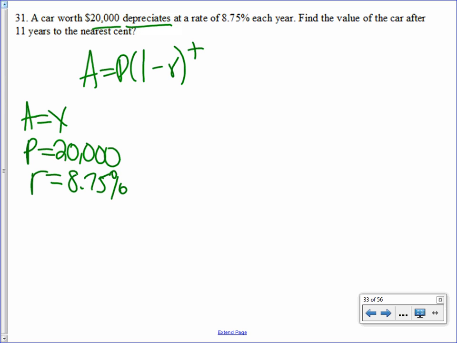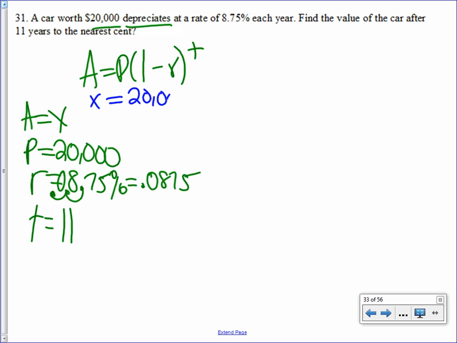Now you have to convert that to a decimal. To do that, you move the decimal 2 spaces, or you just divide it by 100. Either way, you get 0.0875. And finally, T is 11. I substitute my values in. A equals 20,000 times 1 minus 0.0875, to the power of 11.